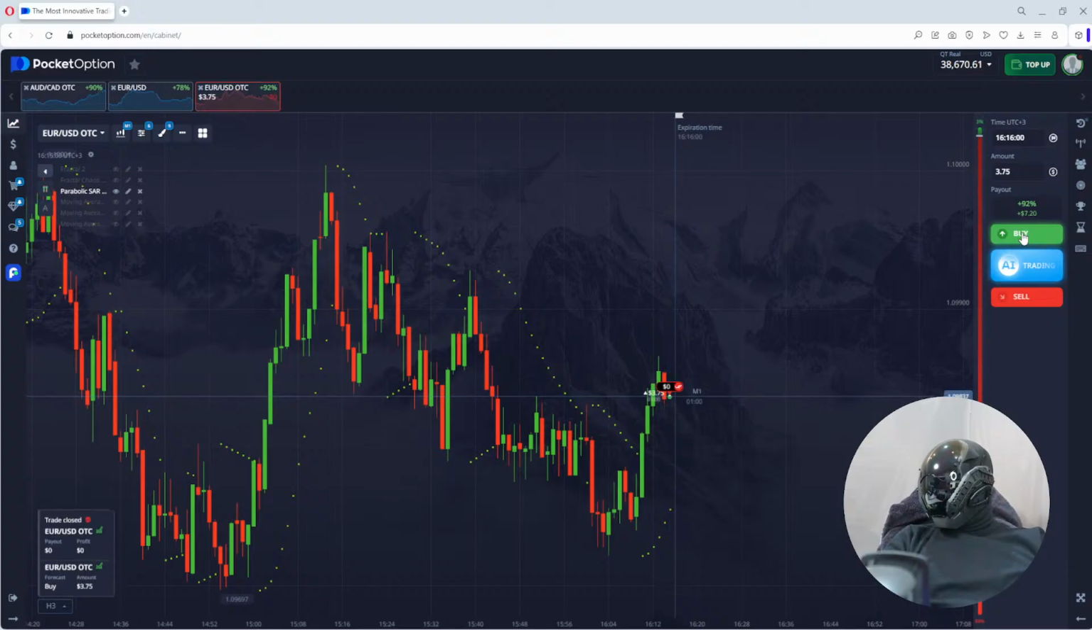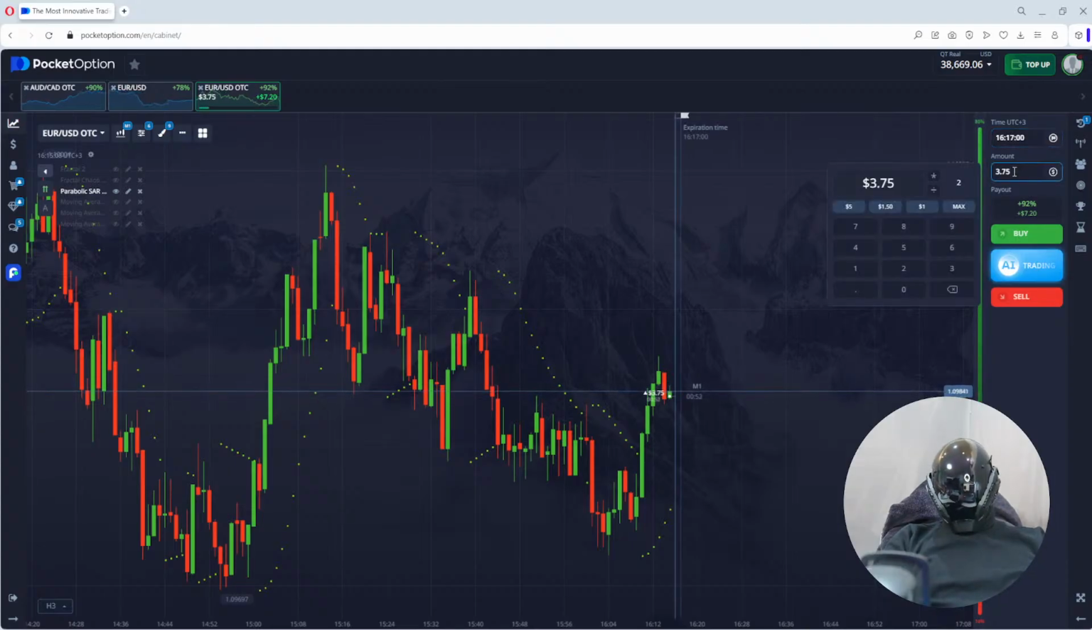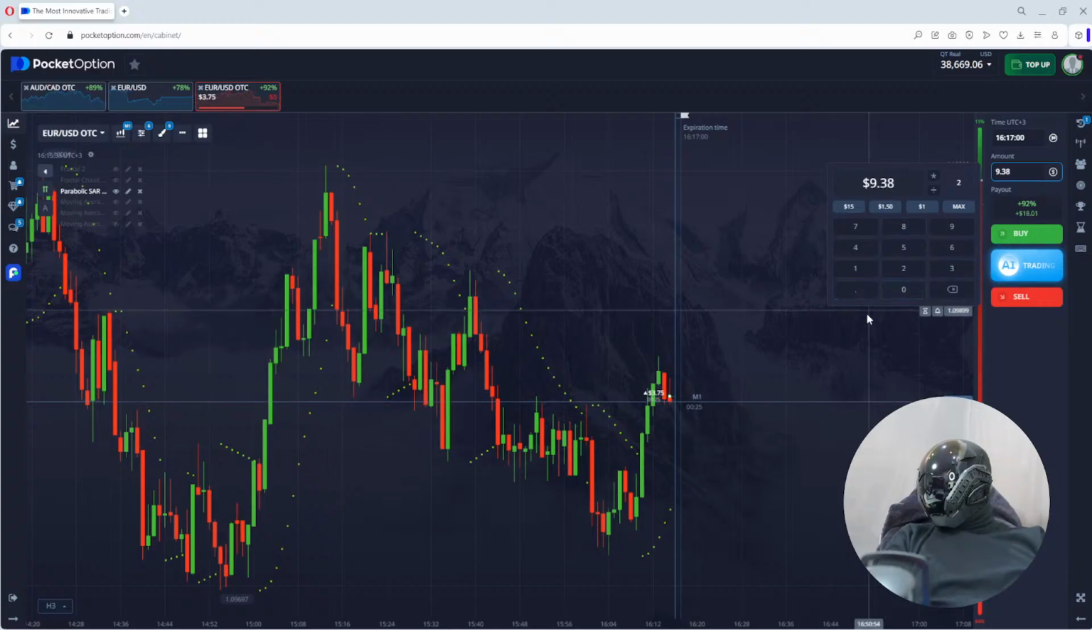So it looks like I lost this one. There we go. We open again for 375. We go to the next minute and 375. As I mentioned, we're doing this because we're assuming that you have a $100 balance, and this is something that would allow you 6 tries, 6 steps of martingale, before you essentially put your entire balance at risk with the 6th step. But next one's going to be 938. So let's actually load that up. It's going to be $9.38.